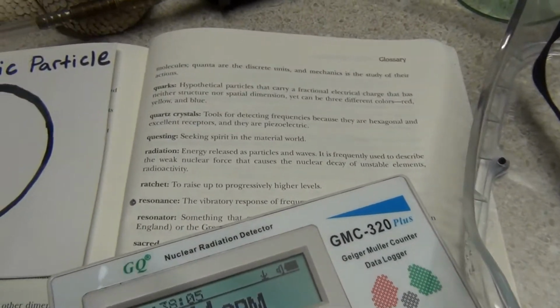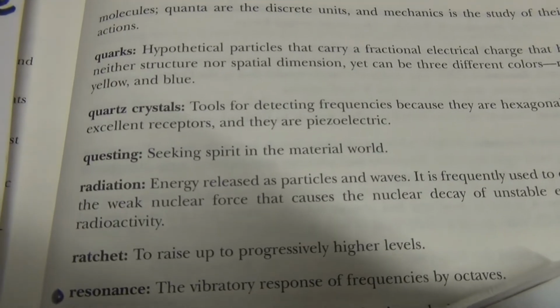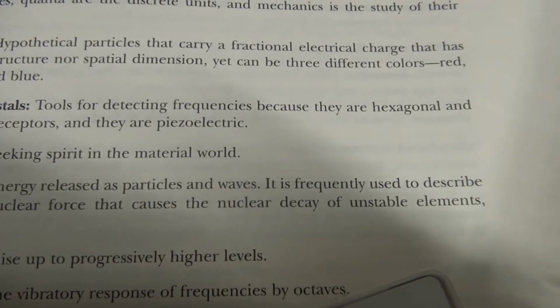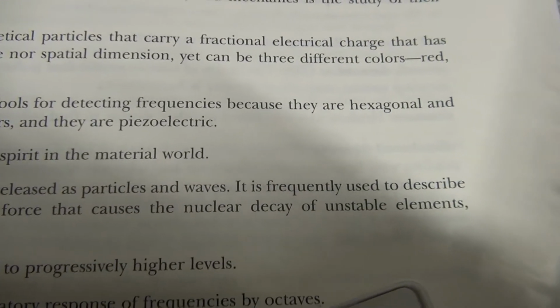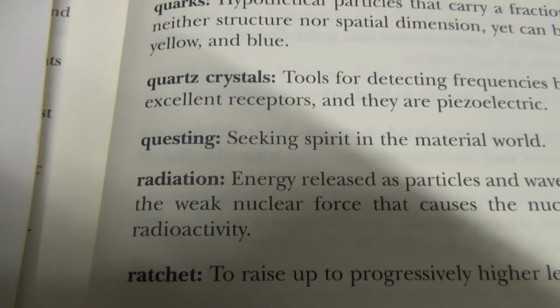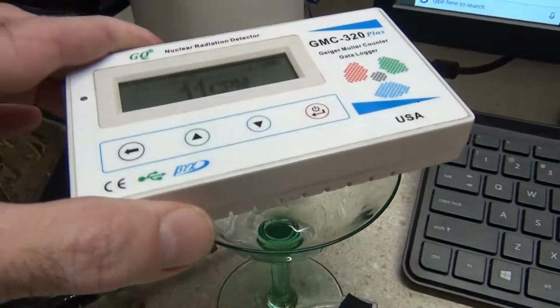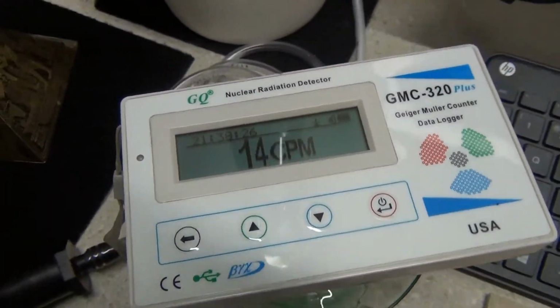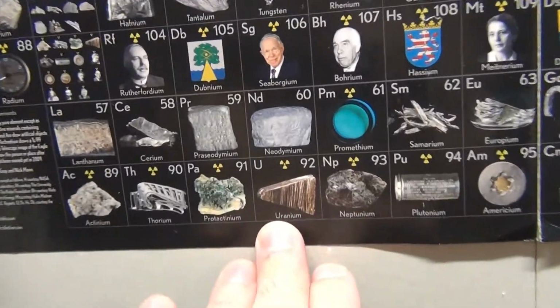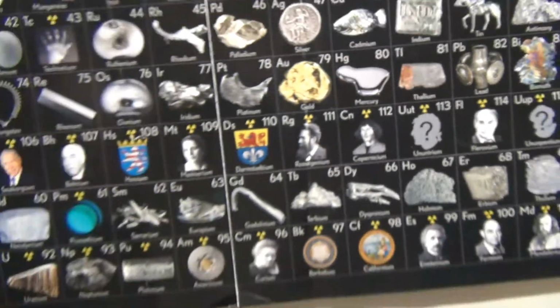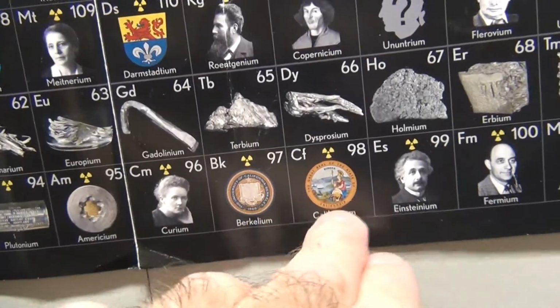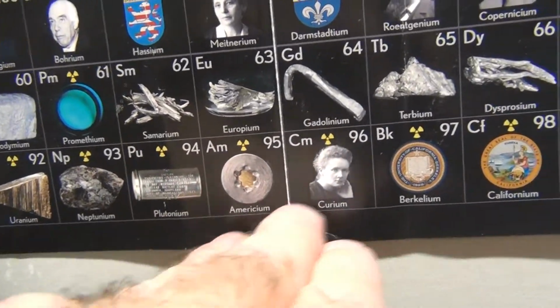So take a look here in my book. It says radiation, energy released as particles and waves. It is frequently used to describe the weak nuclear force that causes the nuclear decay of unstable elements, radioactivity. So that's exactly what's going on here with this uranium glass. I'm going to put my Geiger counter on here. We'll give that a second to get going. And if you look at the heavier elements here, they're labeled with the trefoil symbol. They show you that they're radioactive. All these higher, heavier elements, especially the man-made stuff. Everything after plutonium is man-made. It just keeps going.